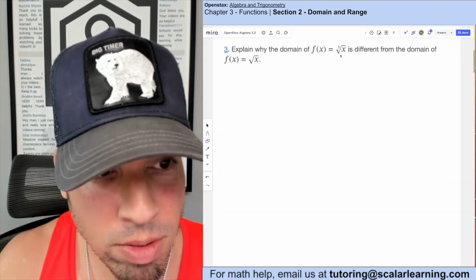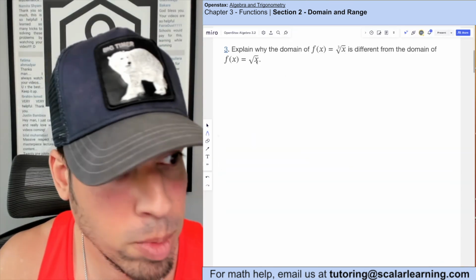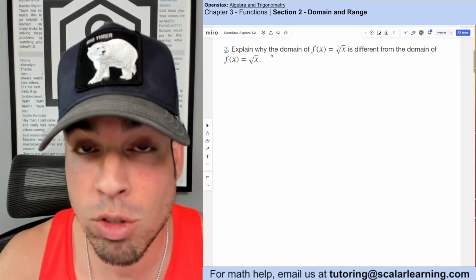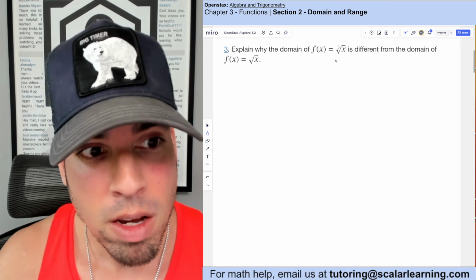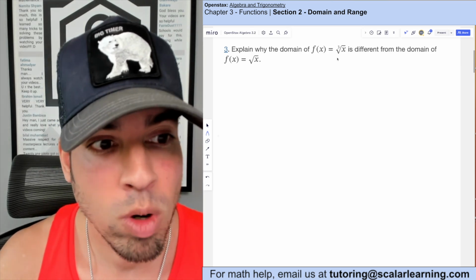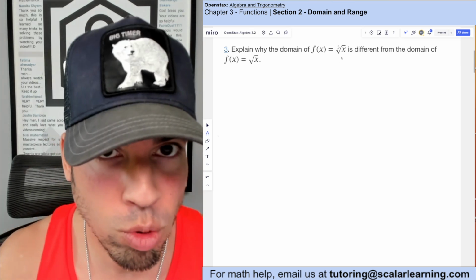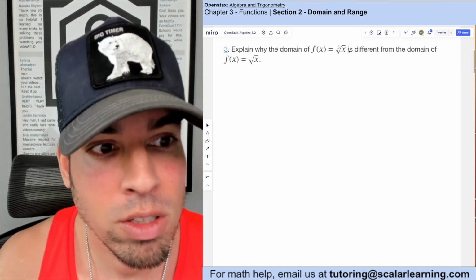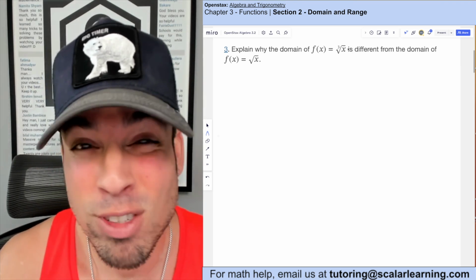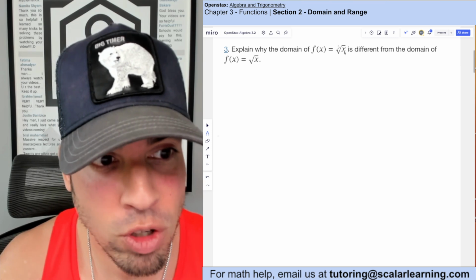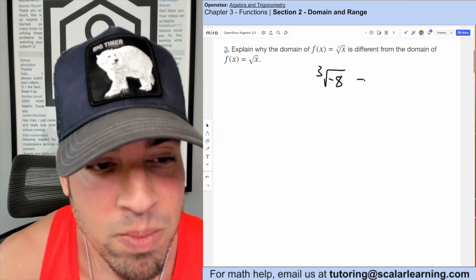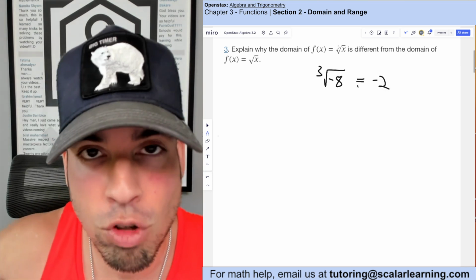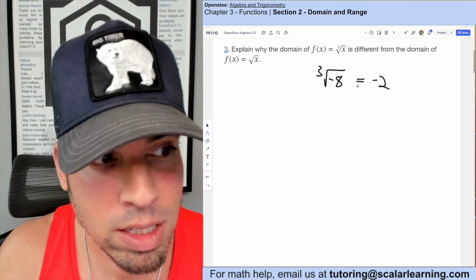Explain why the domain of f of x equals the cube root of x is different from the domain of the square root of x. The reason these have different domains is, once again, we go back to what is allowed, meaning what is going to send us into imaginary territory and what isn't. Here's the nice thing about the cube root of x: there's nothing that's going to make this imaginary. You can take cube roots of negatives. For example, the cube root of -8 is -2, right? -2 times -2 times -2 is indeed -8.